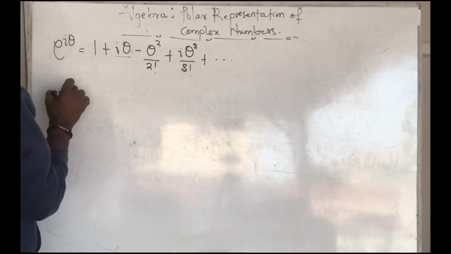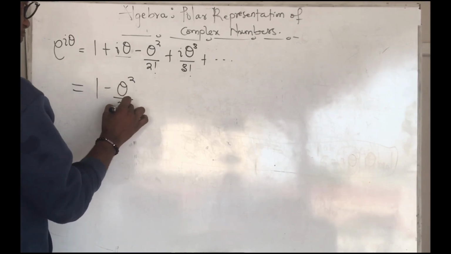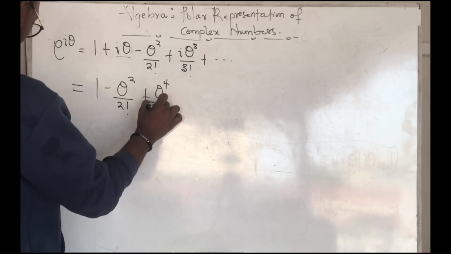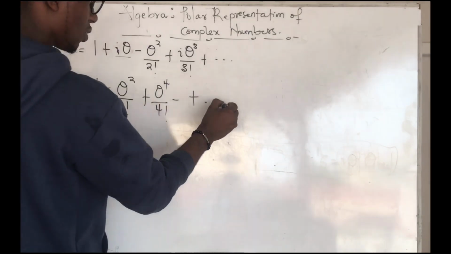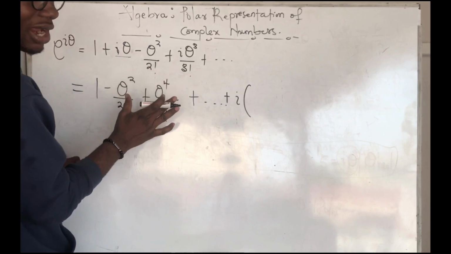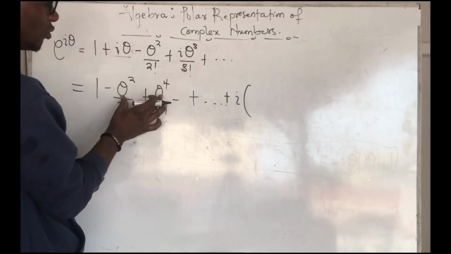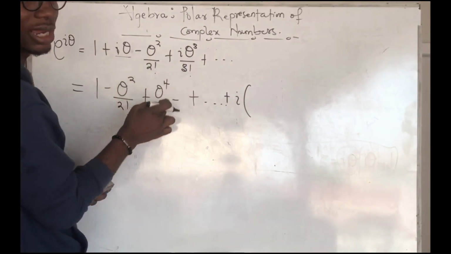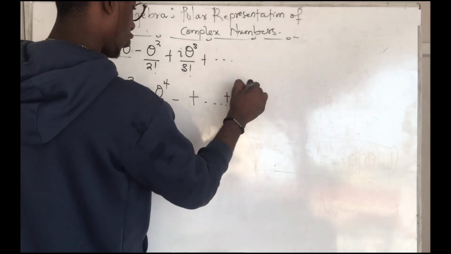So now, when you do it, you will get 1 minus theta squared over 2 factorial plus theta to the 4 over 4 factorial, minus, plus. You get the real part. What I mean is that all those that take the even powers will be a real part, because there will be no i over there, since i to an even power becomes -1 or 1. But the odd powers, you get the i.